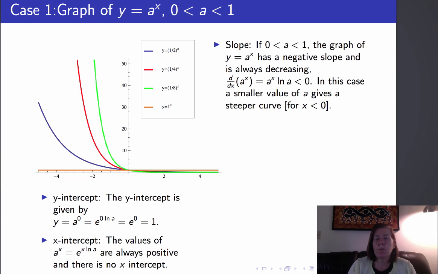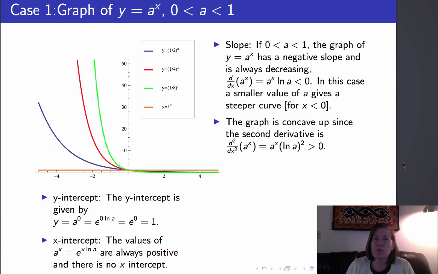What about the slope? Well, I can figure that out by differentiating the function. The derivative with respect to x of a to the x is a to the x times the natural log of a. Now, if a is between 0 and 1, the natural log of a is negative, and the graph is sloping downwards as I move from left to right from minus infinity to infinity. In this case, a smaller value of a is going to give me a steeper curve, as you can see from the three graphs that I've drawn here.